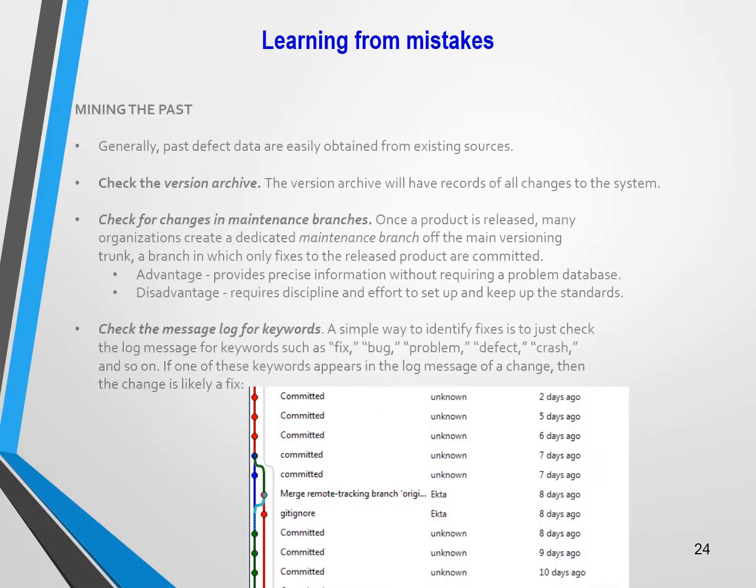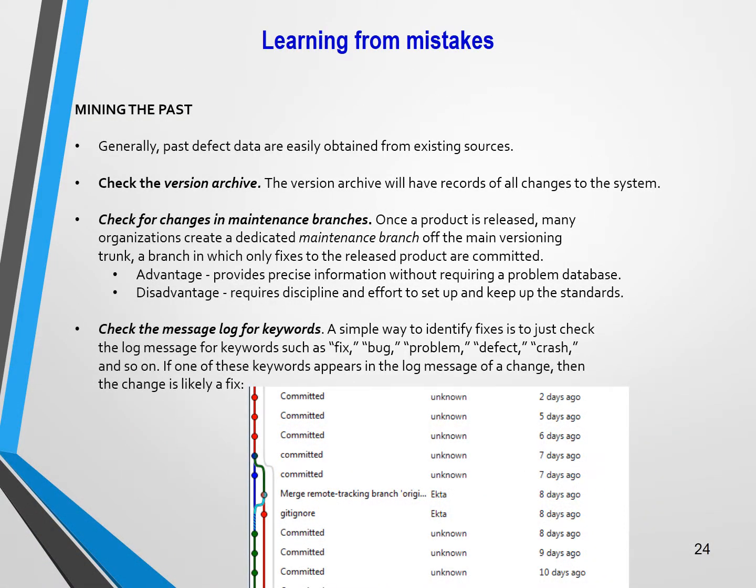Learning from mistakes. Mining the past. Generally, past defect data are easily obtained from existing sources. Check the version archive. The version archive will have records of all changes to the system. Check for changes in maintenance branches.